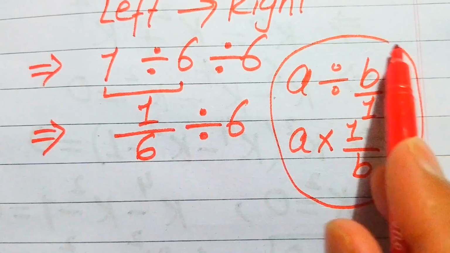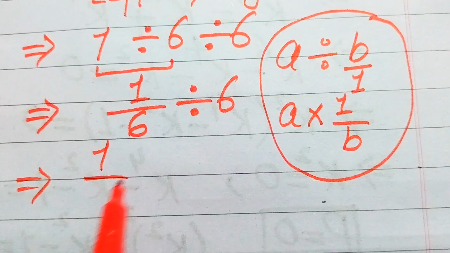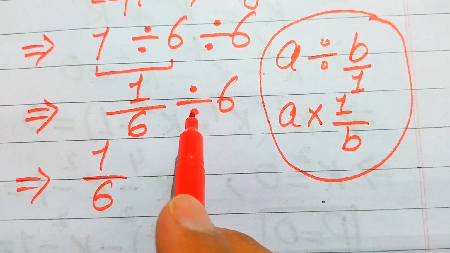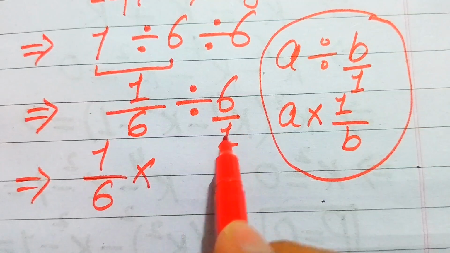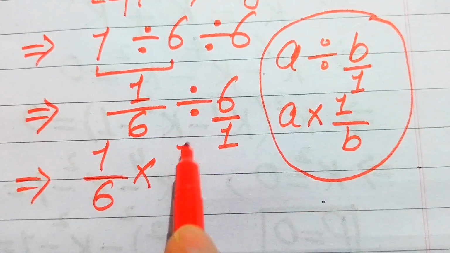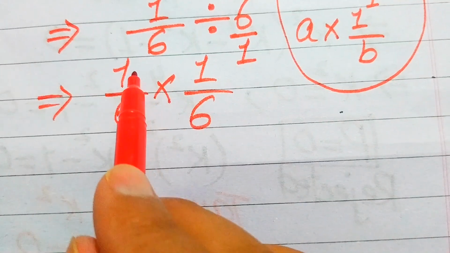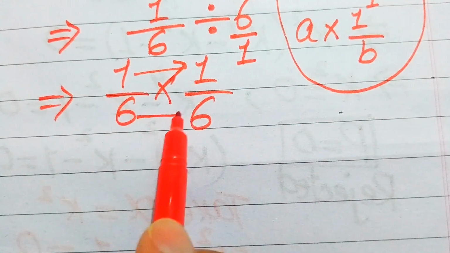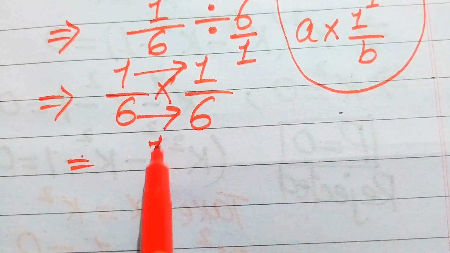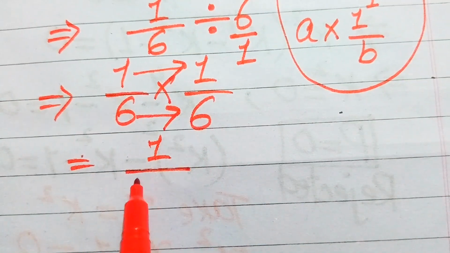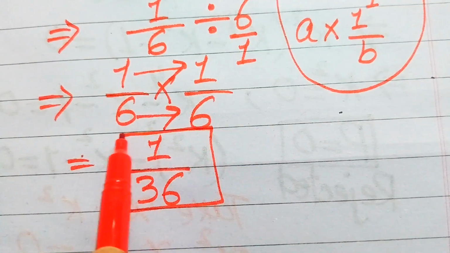So according to this rule, we write this term as 1 divided by 6, and we first change this division sign to multiply, and you see that the denominator of this term is 1, so we write it as 1 divided by 6. Now we multiply the numerator with numerator and denominator with denominator. So we get 1 times 1 becomes 1, 6 times 6 becomes 36. So this is our final answer to this question.